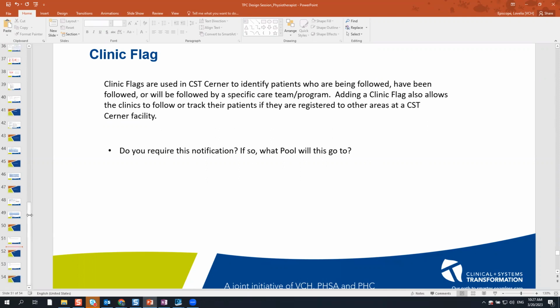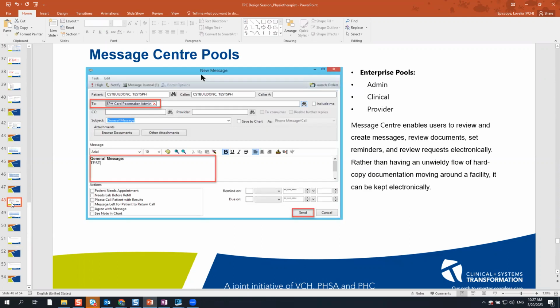Sorry, I'm not sure I know what a pool is. So a pool, do you ever use Message Center? Oh, it's like the email of Cerner. And a pool is just so that if you're covering other physios, for instance, maybe all the messages can go to one area so that you can see all the messages. Gotcha.